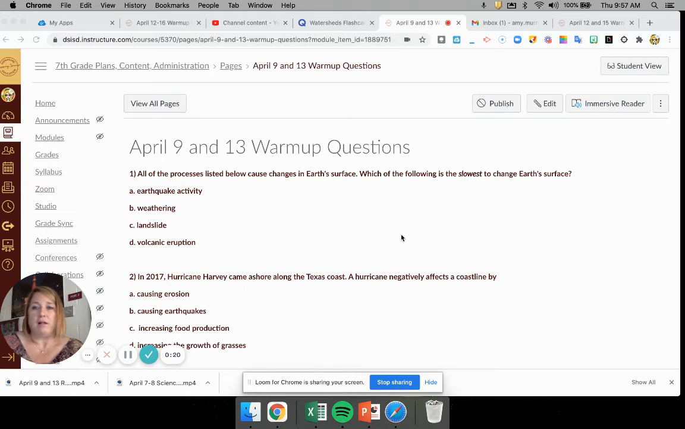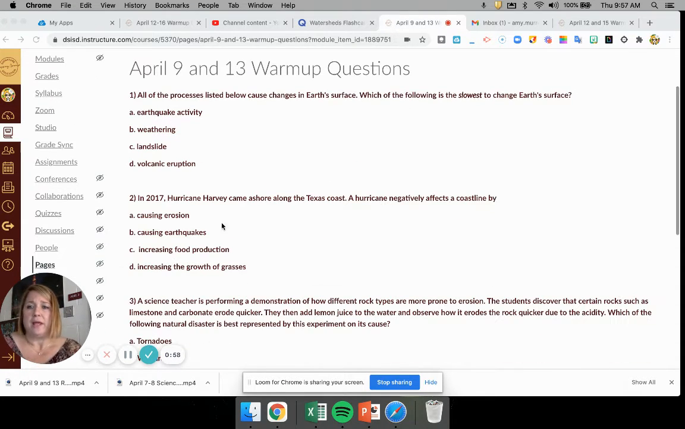Number one, all of the processes listed below cause changes in the Earth's surface. Which of the following is the slowest to change Earth's surface? This one's super easy because if you think about earthquakes, landslides, and volcanic eruptions, those are all pretty abrupt events. Yes, they change the Earth's surface greatly, but they happen pretty quickly. Whereas weathering is slow and happens over time. It takes a long time for things to be weathered down. So the correct answer is B, weathering.